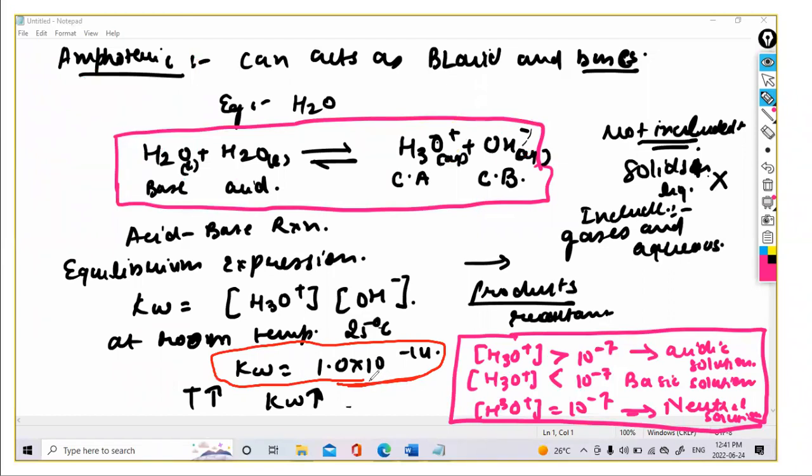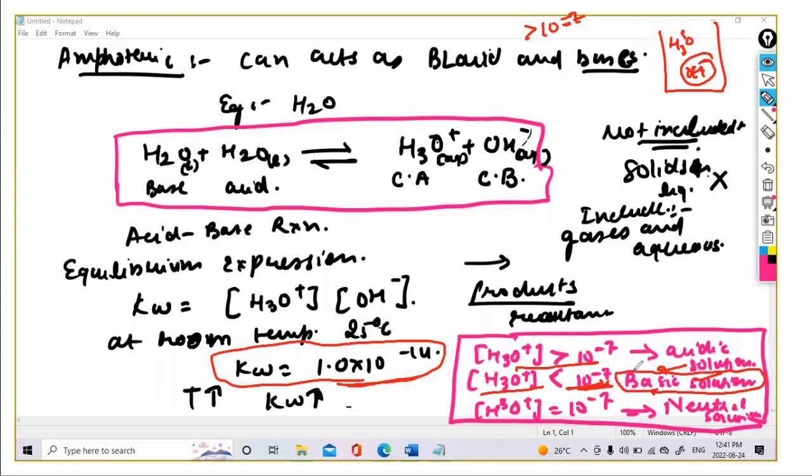If we look here, let's say we have a solution with hydronium ions and hydroxyl ions. If the concentration of hydronium ion is greater than 10 to the power negative 7, then we call that solution an acidic solution. However, if the hydronium ion concentration is less than 10 to the power minus 7, that means hydronium ions are fewer and hydroxyl ions are more, and it is referred to as a basic solution.